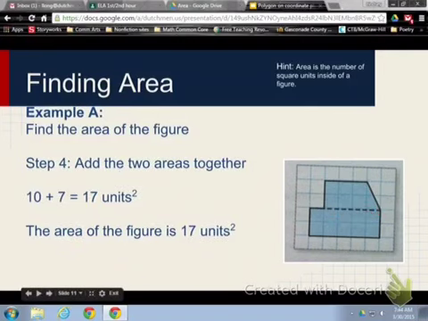And then in step 4, we add those two together. So we take the 10 units squared plus the 7 units squared, and we get a total of 17 units squared. So that is the area of the figure.